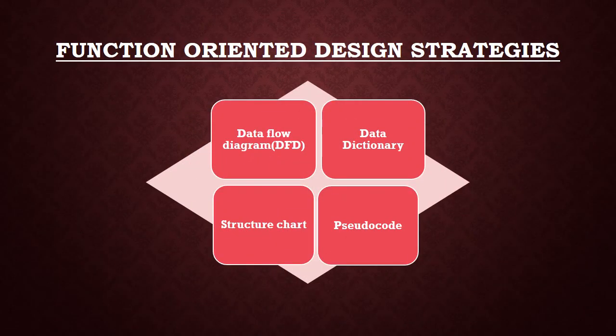Now these are the basic elements, or you can say the basic strategies, for creating the function-oriented design. The first one is the data flow diagram, that is DFD. The second is the data dictionary, the third is pseudocode, and the fourth one is the structure chart.